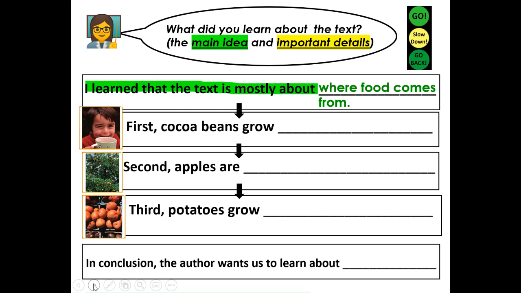Now it's your turn to write your first detail sentence. Look at that picture. First, cocoa beans grow. Where do cocoa beans grow? So you're going to push pause or stop. You're going to write your sentence starter: First, cocoa beans grow. Say the sentence and finish it. And after you've finished writing this sentence, then you can push play to move on to the next sentence.